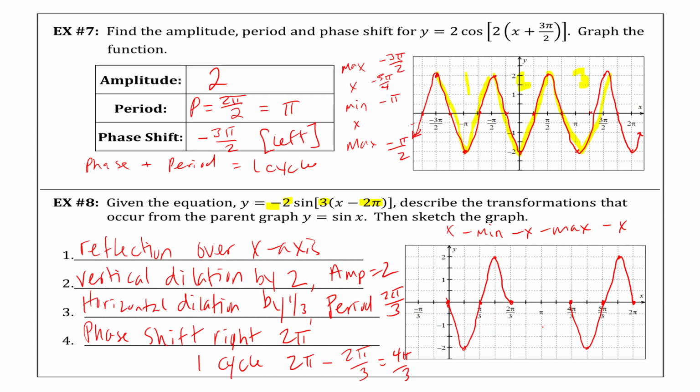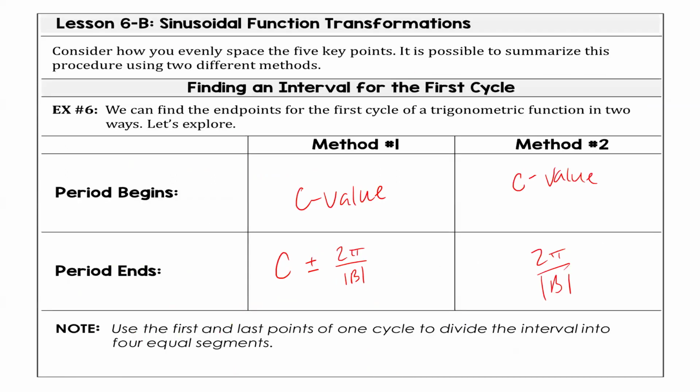And then what's going to happen in between these two? Do they end up repeating? Is either method acceptable to complete the graph? Yes. Which method is that? Because the first one was method option 1, where I have my c value and I do c plus or minus 2 pi over b.